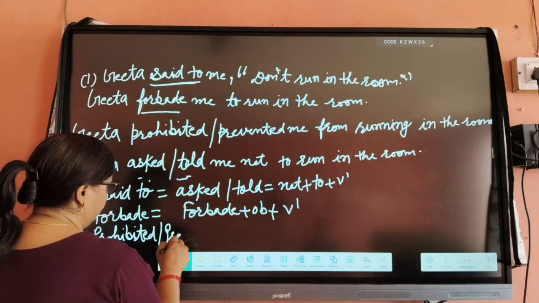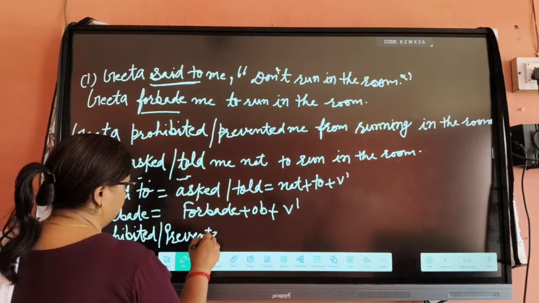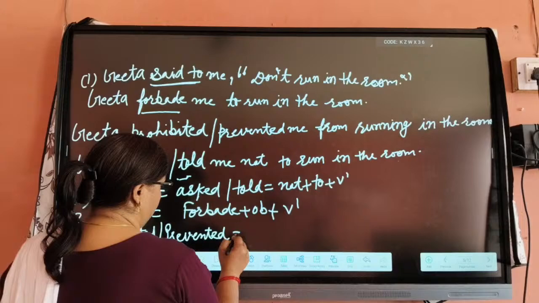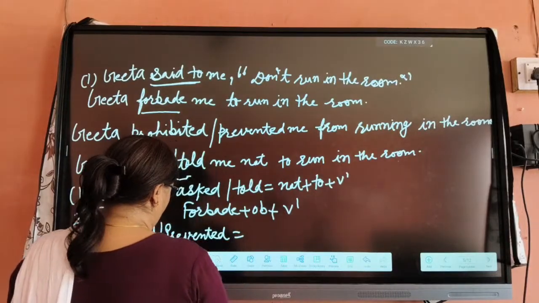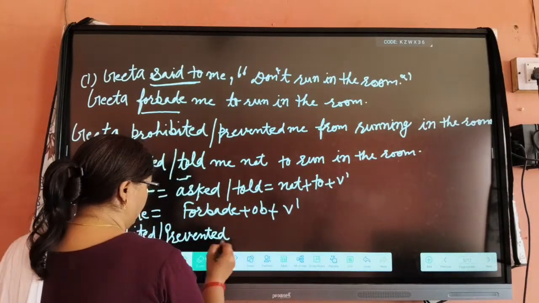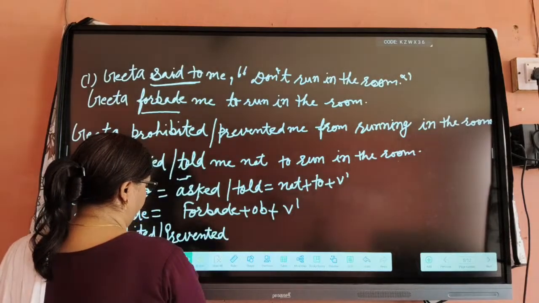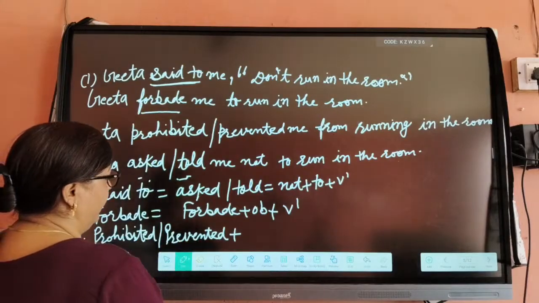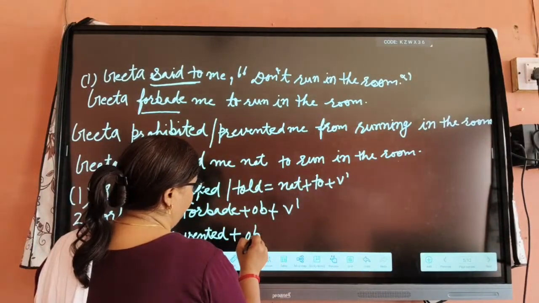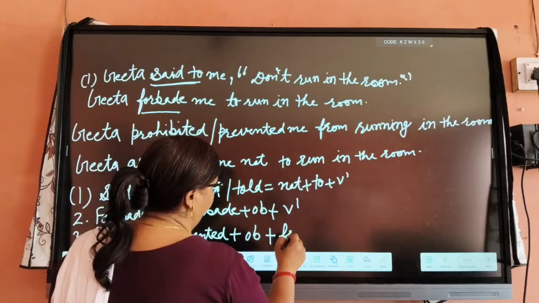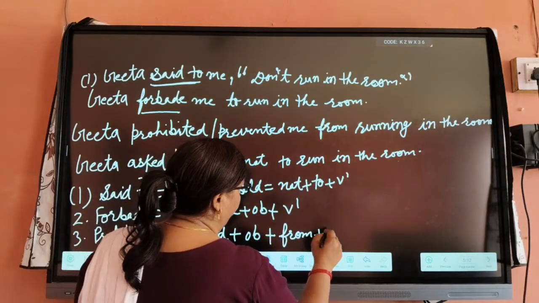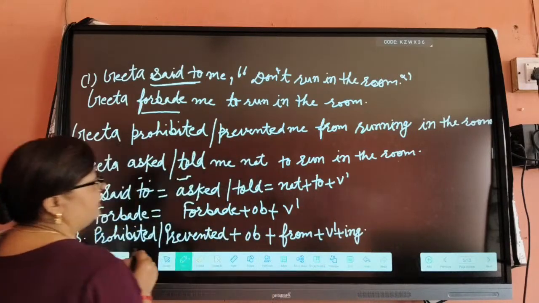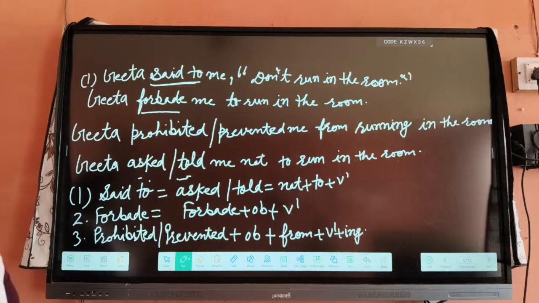If we change our "said to" into "prohibited" or "prevented", then we will use these words, after that we will use the object, then we will use "from", and then the verb's first form plus ing. In this way we can change the narration of an imperative sentence.